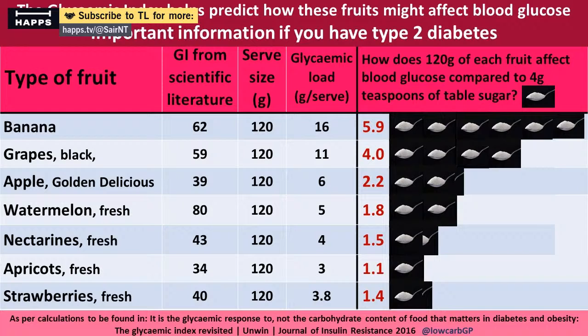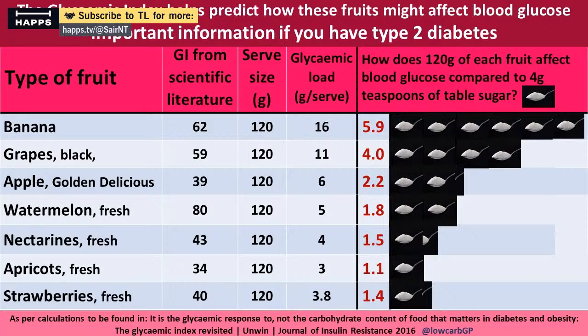fresh nectarines, 43 on the glycemic index. It is 1.5 teaspoons of sugar. A fresh apricot is 34 on the glycemic index. It's 1.1 teaspoons of sugar, the equivalent. And strawberries. Fresh strawberries are 40 on the glycemic index, and it's 1.4 teaspoons of sugar. So as you can see, there are some foods that are better for you.